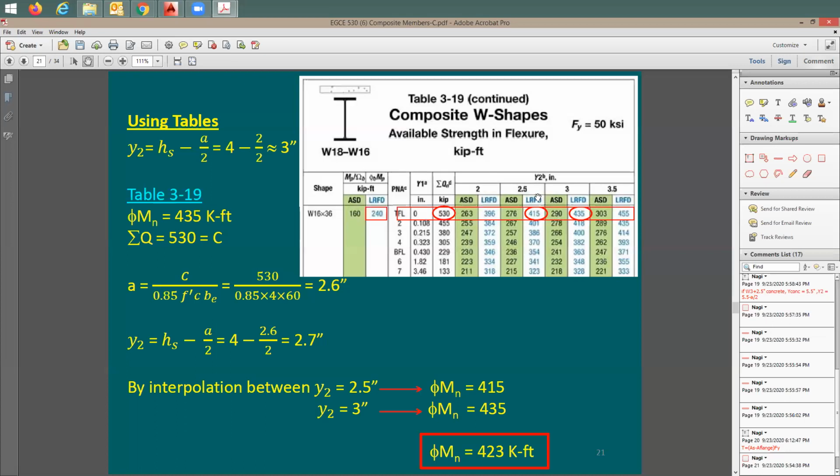Once you figure out the distance Y2, you can come up with Phi-Mn right directly, right away. Questions?